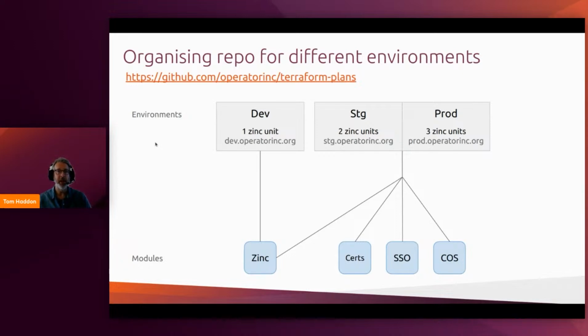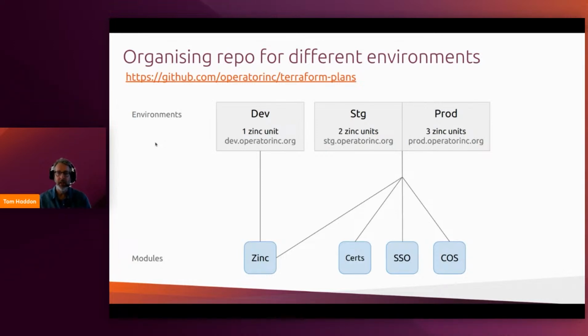We can then define various environments, dev, staging, and prod, and we can define which modules those environments want to use. And those modules will also expose some variables that you can set when you're actually using them in particular places, so that you can, for instance, say, okay, in development I want 1 Zinc unit, in staging I want 2, and in production I want 3. You can also define different external URLs in each case.